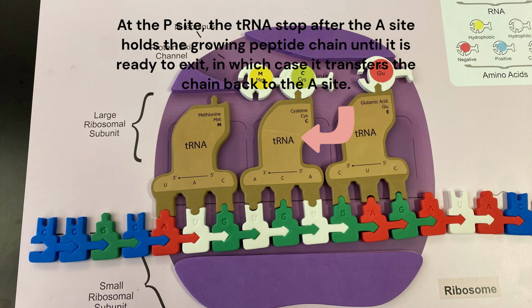At the P site, the tRNA stops after the A site, and holds the growing peptide chain until it's ready to exit, in which case it transfers the chain back to the A site.